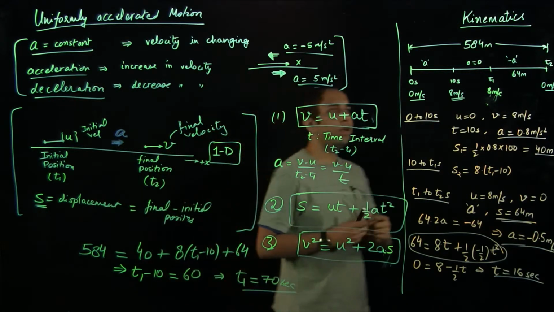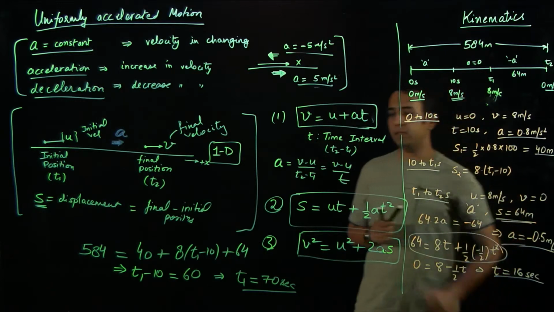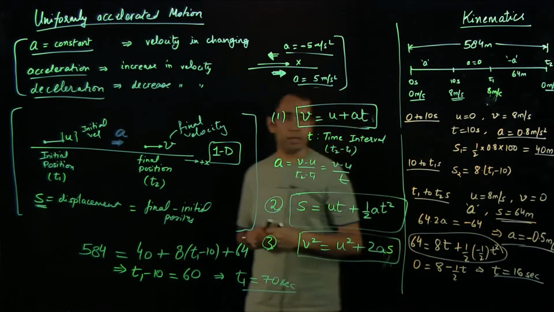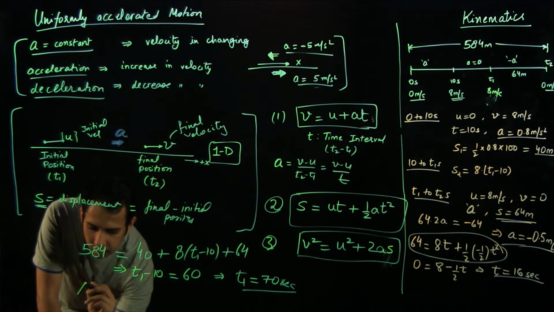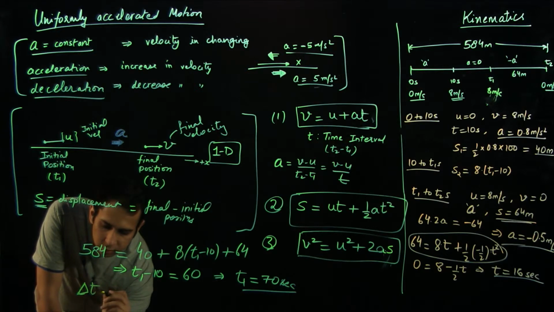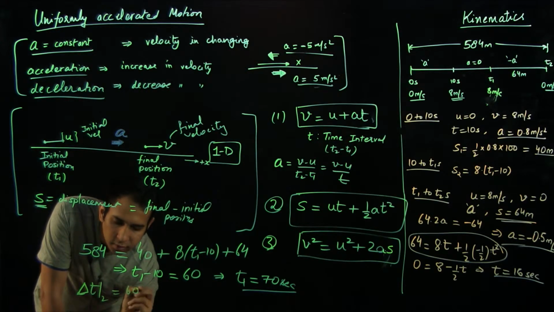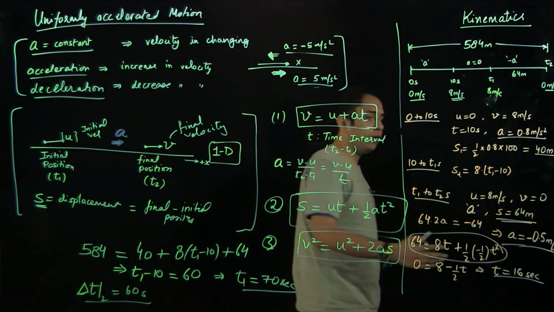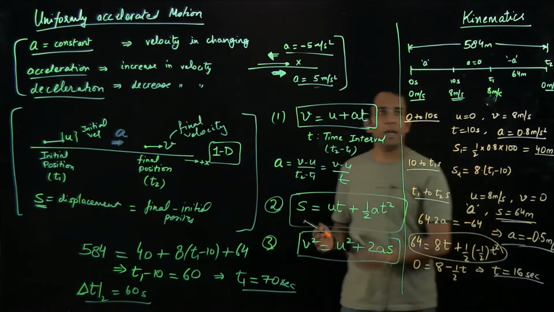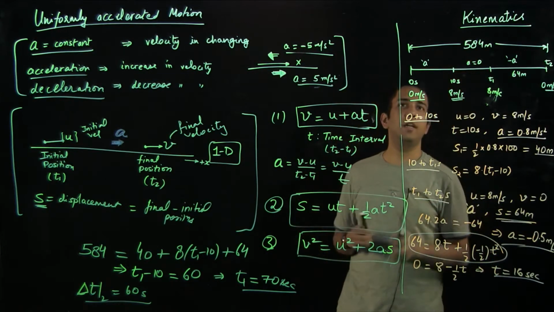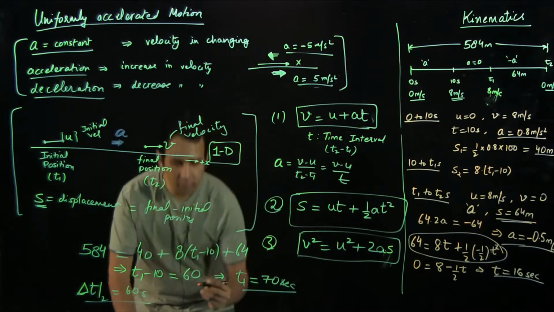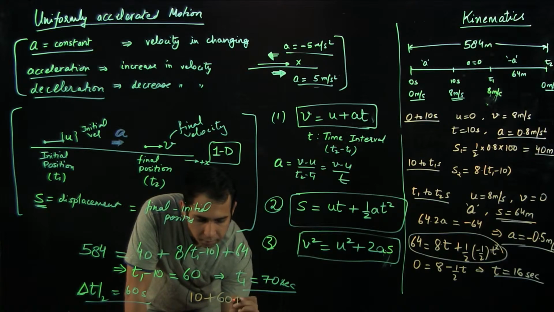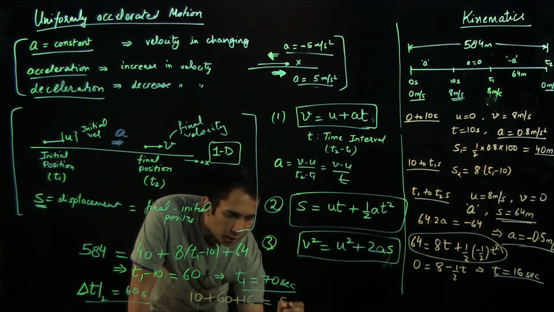So now I can say that if t1 equal to 70 seconds, that means that the second time interval is 70 minus 10, 60 seconds. So the second time interval is 60 seconds, and the third time interval, as we have already found out, is 16 seconds. So the total time taken by the particle for this journey would be the sum of three time intervals. So it would be 10 plus 60 plus 16, it would be 86 seconds.